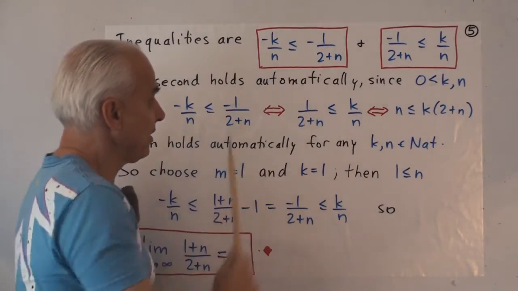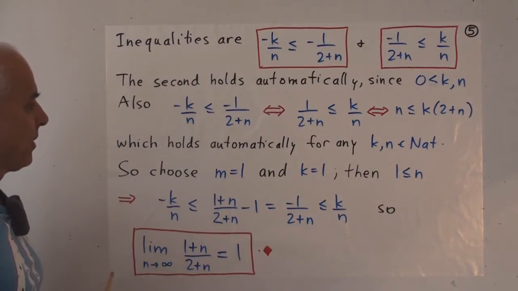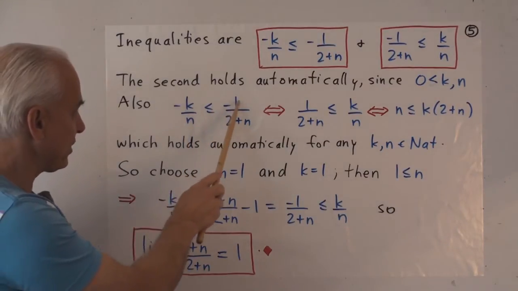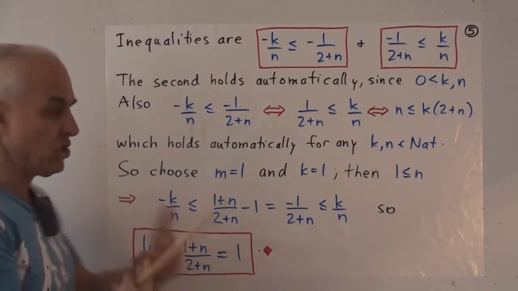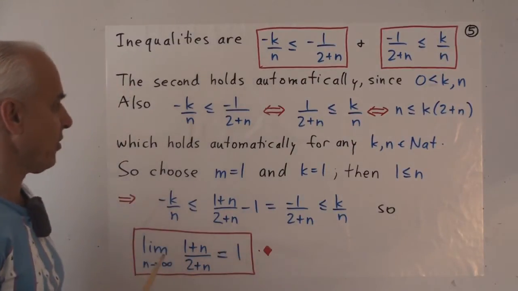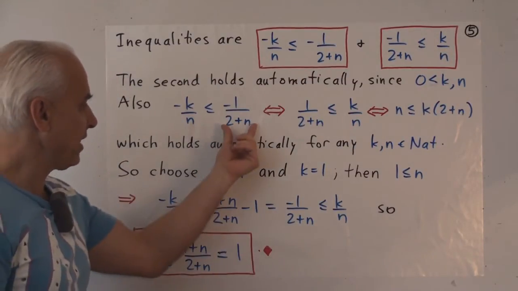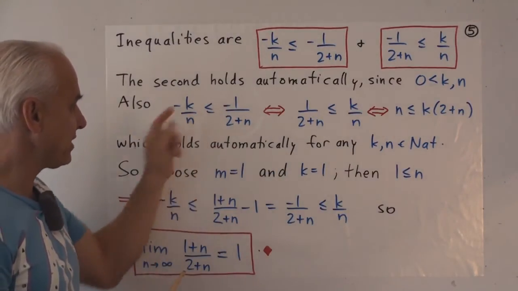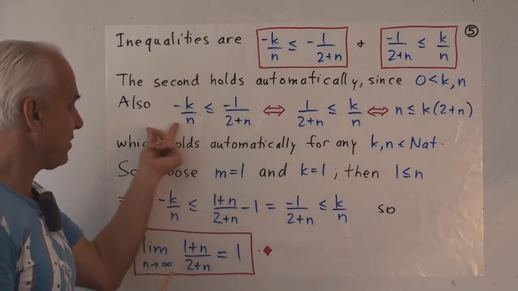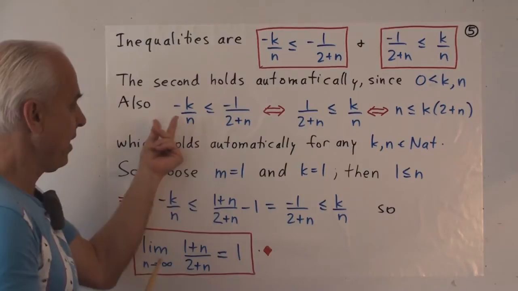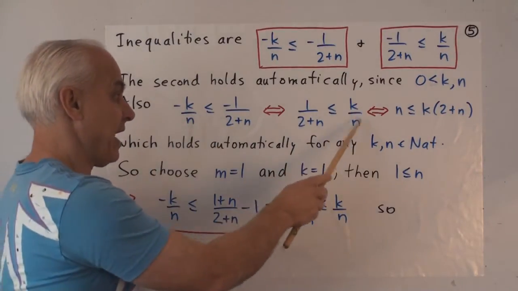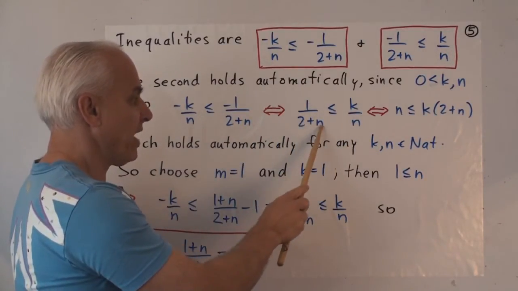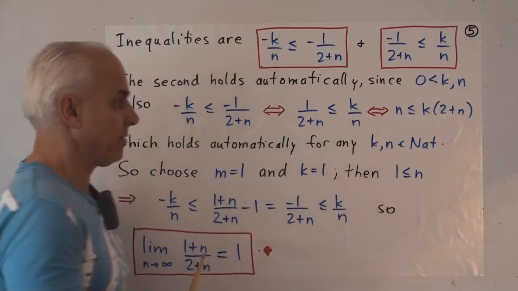We only have to think about this left-hand inequality. Okay, so let's have a look at that. So it's minus k on n is less than or equal to minus 1 over (2 plus n). We want to rearrange this so that it's a little bit easier to work with. Well, we can take this thing to the left-hand side and this thing to the right-hand side so that the minus signs disappear. So if we bring minus this to the other side, it becomes plus 1 over (2 plus n). And we bring this to the other side, then we get plus k over n. So this is equivalent to the inequality 1 over (2 plus n) is less than or equal to k over n.